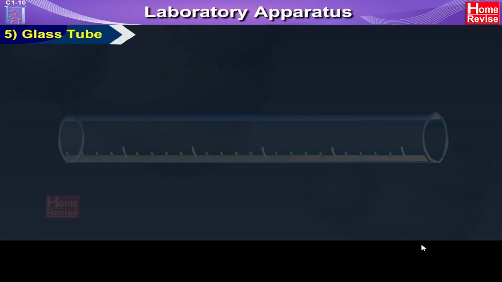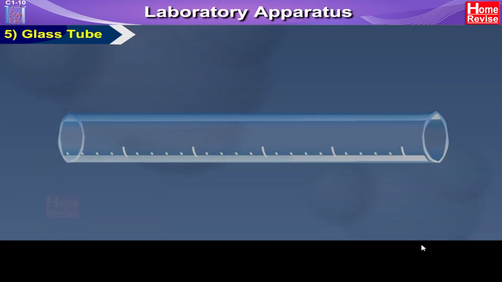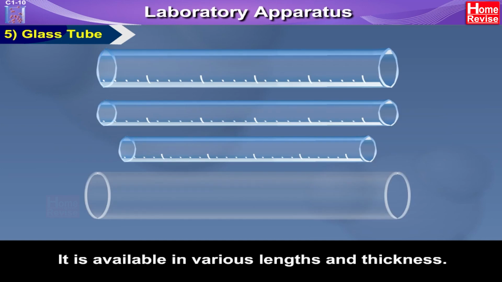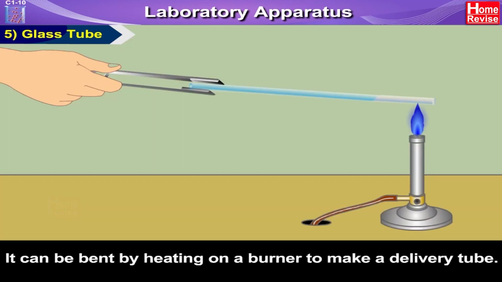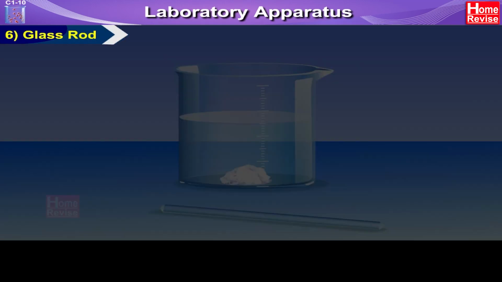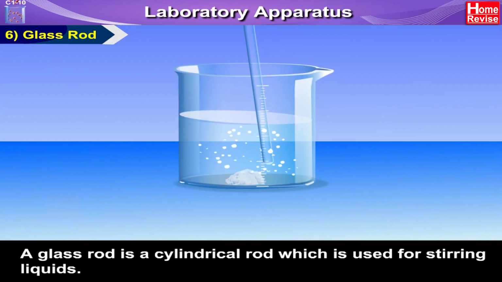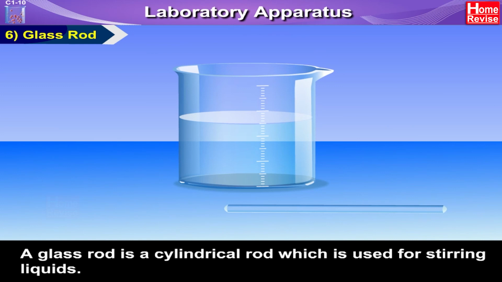5. Glass tube. A glass tube is a hollow tube made of glass. It is available in various lengths and thickness. It can be bent by heating on a burner to make a delivery tube. 6. Glass rod. A glass rod is a cylindrical rod which is used for stirring liquids.